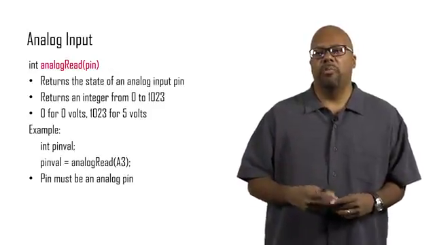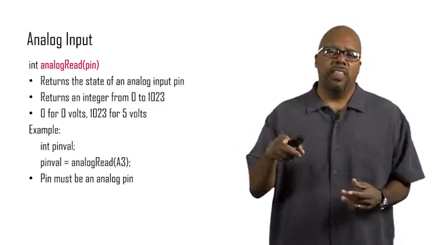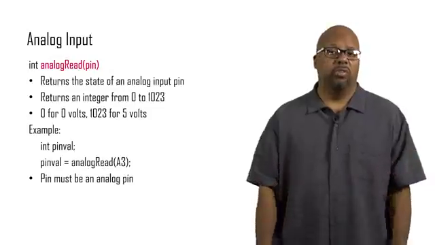Again, it returns an integer. So you can see in the example, pinVal again is an int. I say analogRead(A3). Remember that the pin you pass as an argument to this has to be an analog pin, because it's analogRead. It won't work for a digital pin.